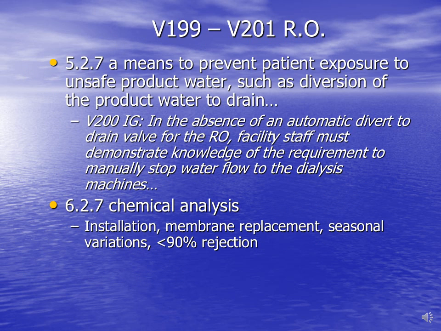Now, when I said manual, this is actually regulation 5.2.7, a means to prevent patient exposure to unsafe product water, such as diversion of the product water to drain. In the absence of an automatic divert to drain valve for the RO, facility staff must demonstrate knowledge of the requirement to manually stop water flow to the dialysis machine. Now, this can be achieved in one of two ways. Turn the flow off on your dialysis machine or put it into bypass. And of course, chemical analysis is required on an annual basis and during installation or when your percent rejection falls below 90%.